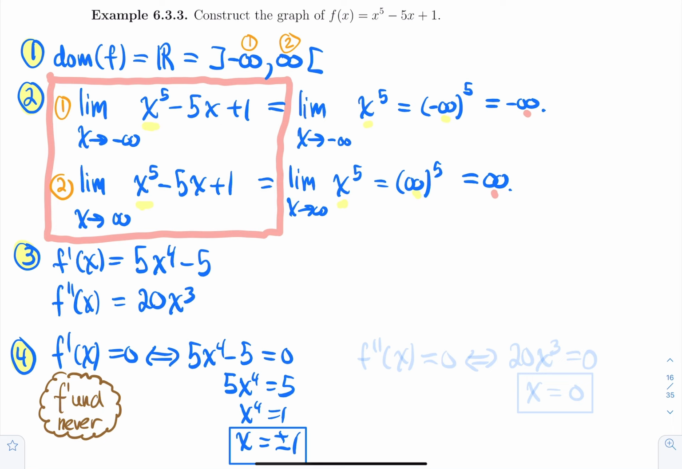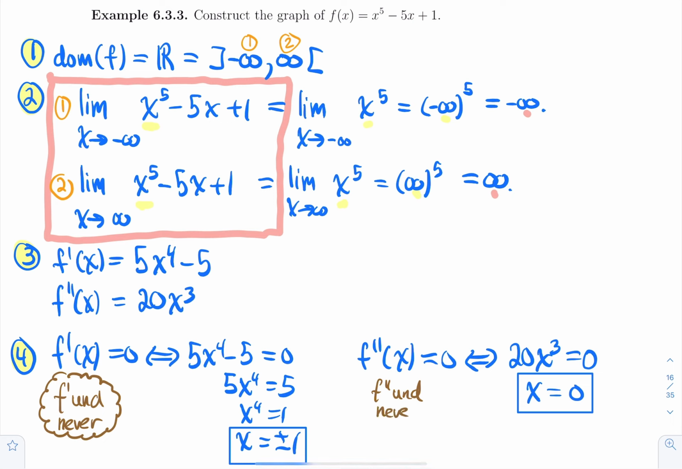Then you do the exact same thing with the second derivative. You want to check first if it's undefined, not the case here. Is the second derivative crashing? No, 20x cubed will not crash. So you just have to focus on when f prime prime is equal to 0. Well, it's equal to 0 when 20x cubed is equal to 0. If you do the math, there's only one possibility. It's when x is equal to 0.